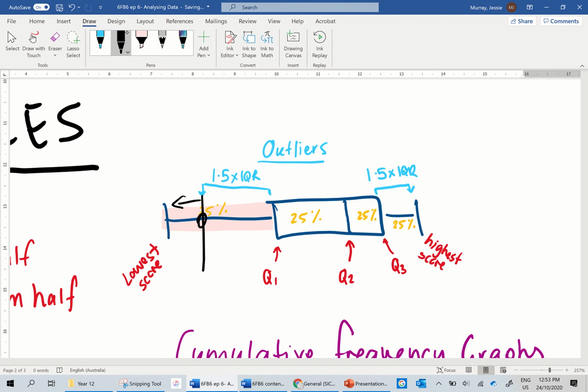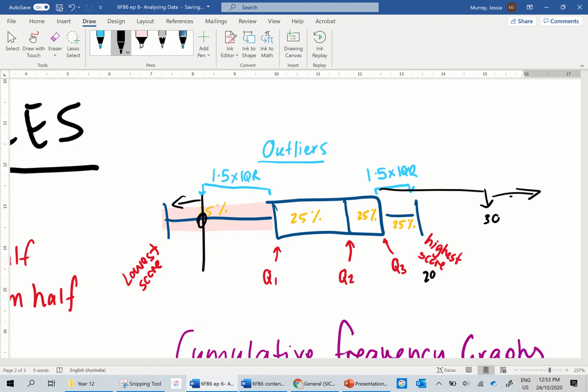The same thing here. 1.5 times inner quartile range, that number, you plus it with Q3. And wherever that lands, everything above that will be outliers. So what happens is if it lands out here, so let's say the highest score in the data was 20, but you get an answer of 30, it means there's no outliers because none of the data is above 30.